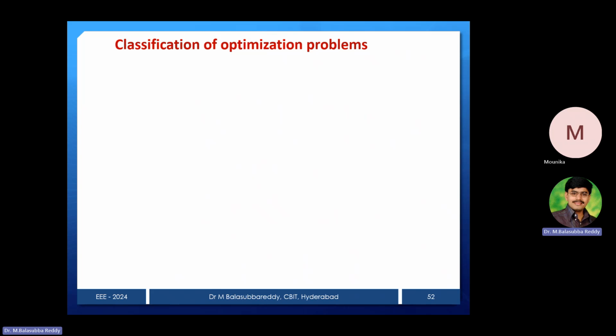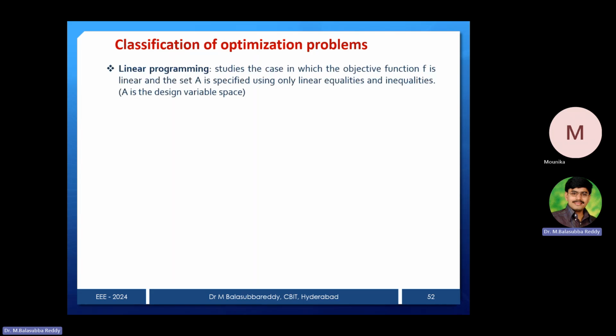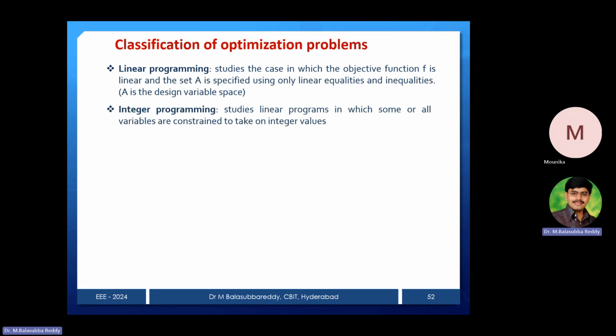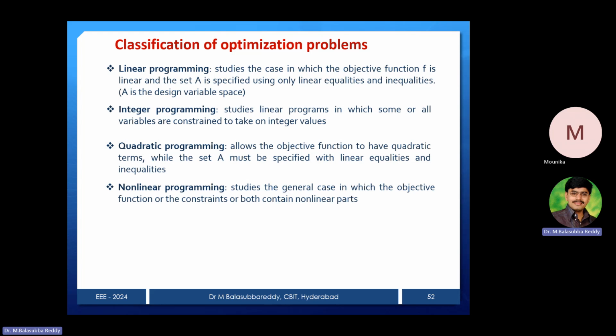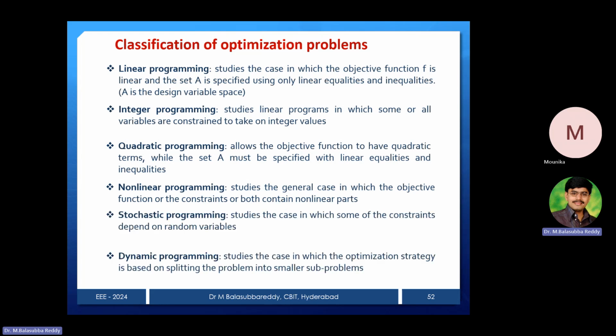Before that, recapping the previous class, that is the classification of optimization problems. As we discussed, there are different classifications, elaborately with different equations: linear programming, integer programming, quadratic programming, non-linear programming, stochastic programming, dynamic programming. Like this, in the last class, I elaborately explained the different classifications of optimization problems.